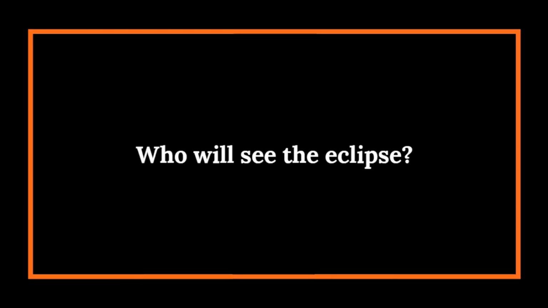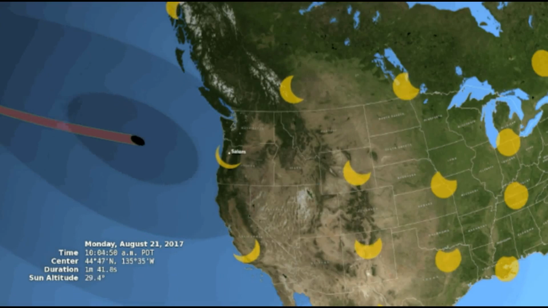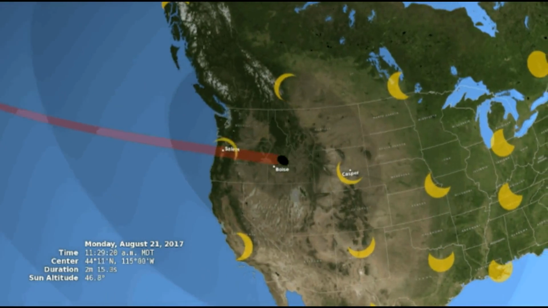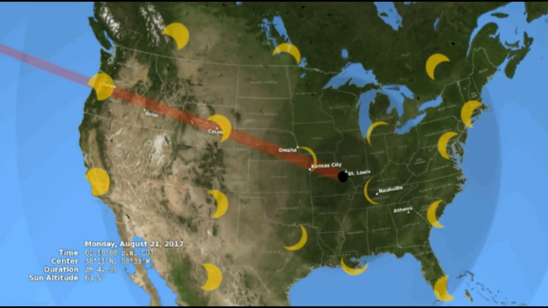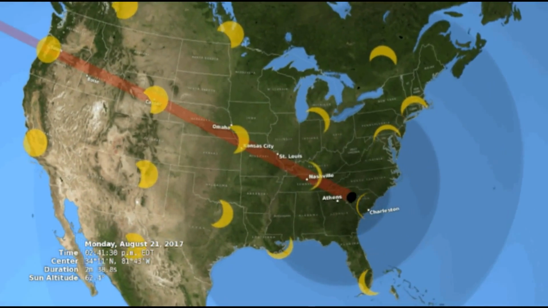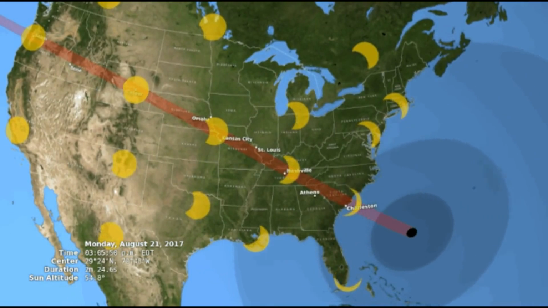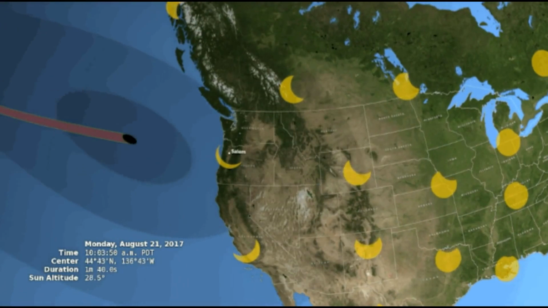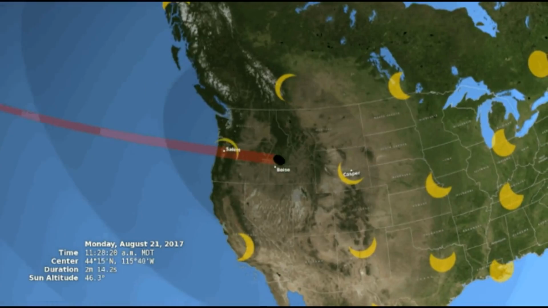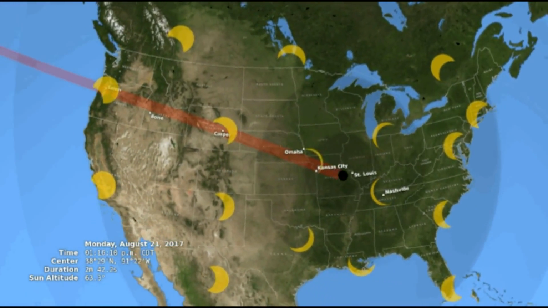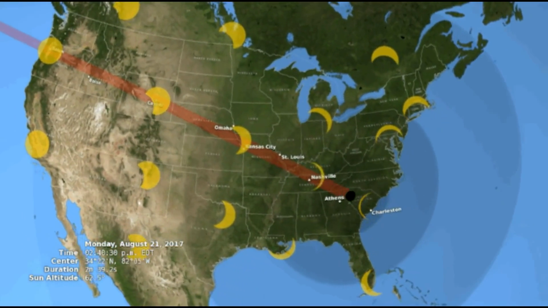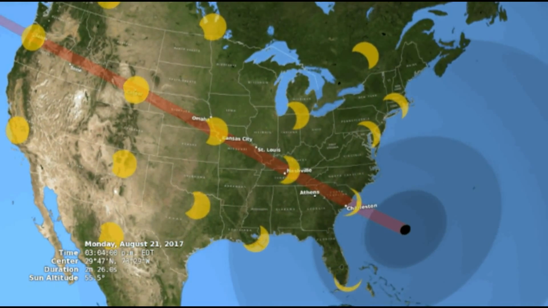The next question we want to answer together is who will be able to see today's total solar eclipse? I'm sure you've probably seen by now maps or animations of the path that the eclipse is going to take. Just in case, we'll take a quick look at this one. It shows us the path of totality, where the moon's shadow is going to pass. So it starts in Oregon, moves across the country. There's us in Missouri, and the last state it'll pass through is South Carolina.